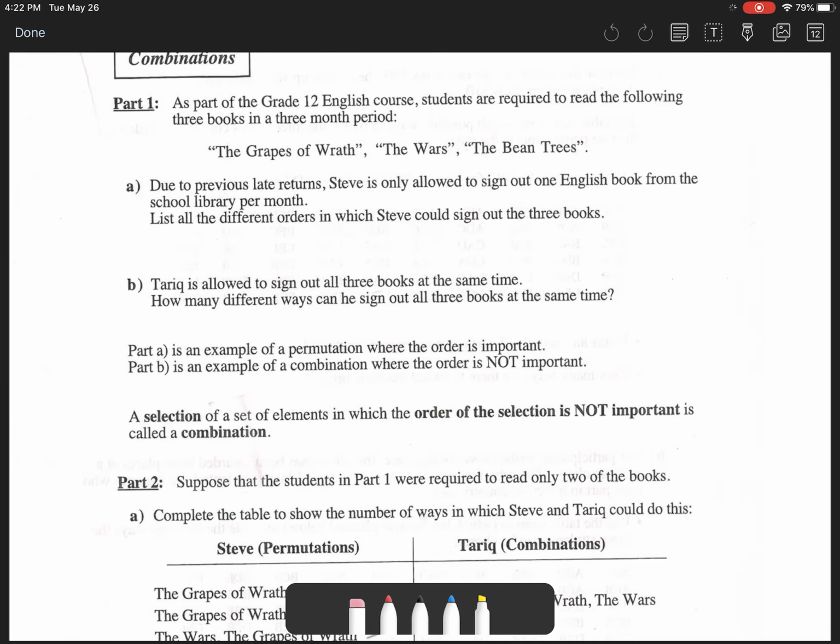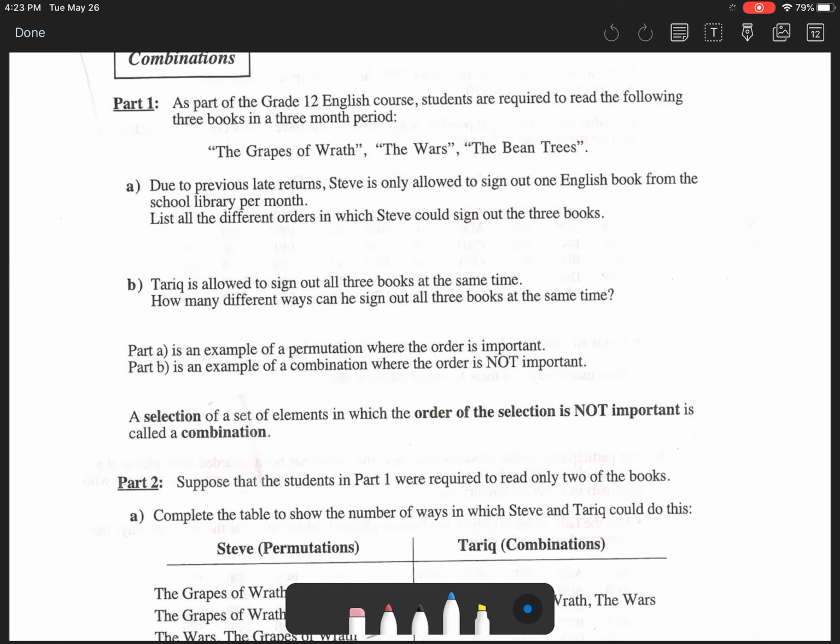So combinations, part 1. As part of a grade 12 English course, students are required to read the following 3 books in a 3-month period: The Grapes of Wrath, The Wars, The Bean Trees. Part A. Due to previous late returns, Steve is only allowed to sign out 1 English book from the school library per month. List all the different ways in which Steve could sign out the 3 books.